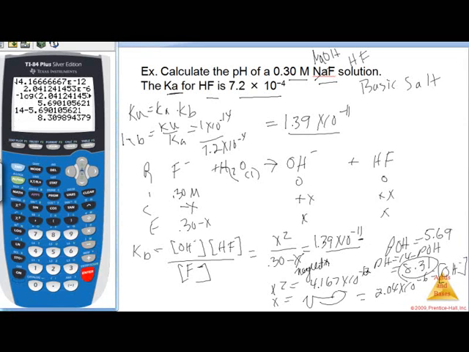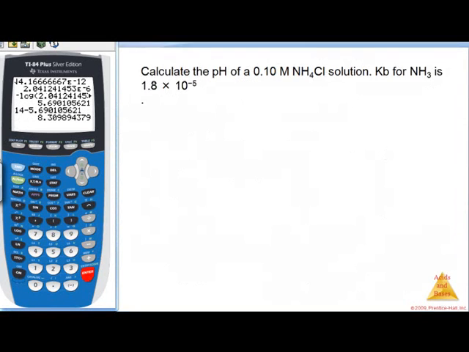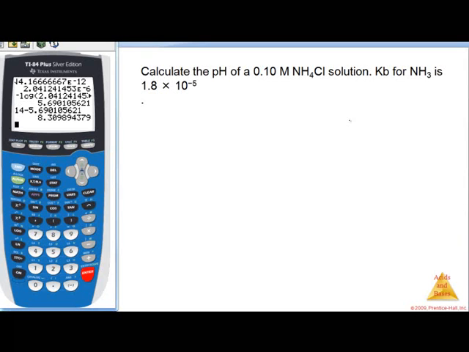Okay, let's take a look at one more. Alright, so I want to calculate the pH of a 0.1 molar ammonium chloride solution, and the Kb for ammonia is 1.8 times 10 to the minus 5. Okay. Alright, so I have ammonium hydroxide is where this must have come from. I have HCl, so this is going to be an acidic salt. I'm given a Kb, so first thing again, I need to get my Ka.